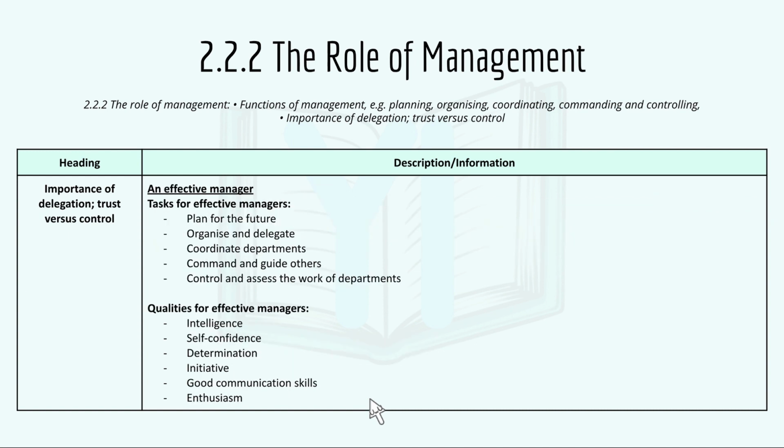Then we have an effective manager. The tasks for effective managers include to plan for the future, organize and delegate, coordinate departments, command and guide others, and control and assess the work of departments. And here are the qualities for effective managers: intelligence, self-confidence, determination, initiative, good communication skills, and enthusiasm.